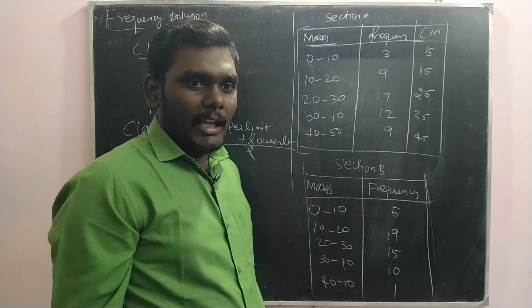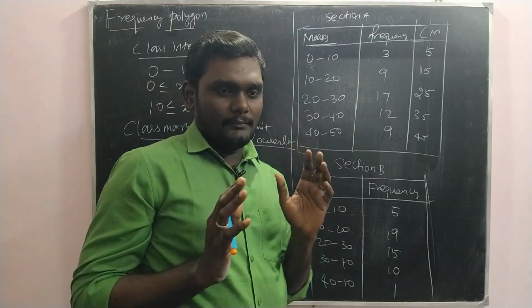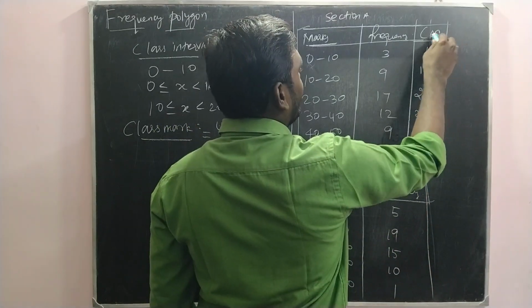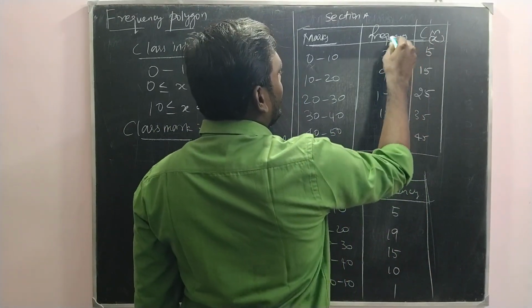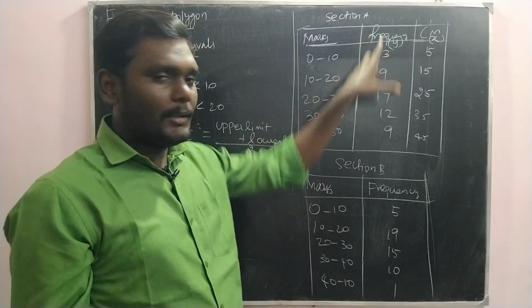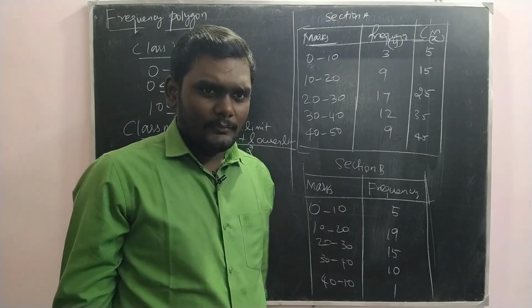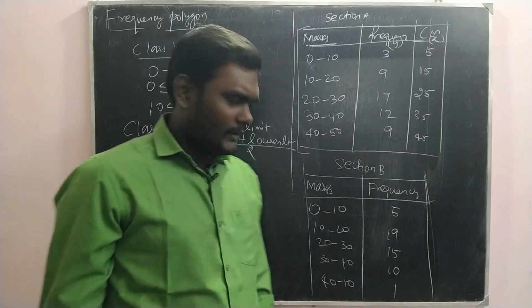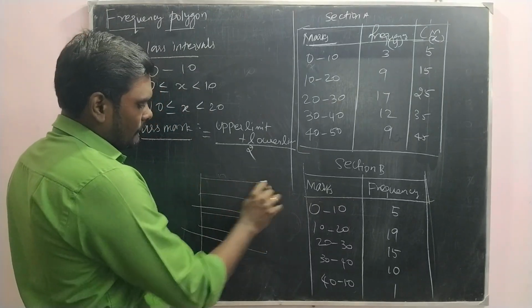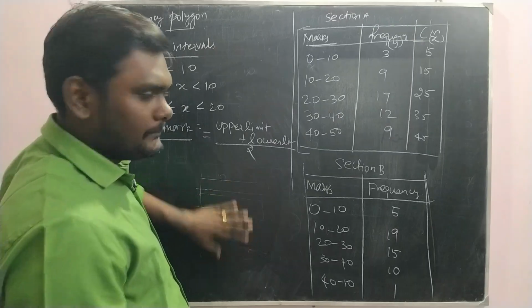After writing the class mark, we should write that as a point, x-axis, y-axis. So this class mark is fixed on the x-axis. This frequency is fixed on the y-axis as we discussed earlier. First column is for the x-axis, second column is for the y-axis. Why don't we do it vice versa? That also won't be a problem. You may get your graphs like this. But usually we'll follow this.